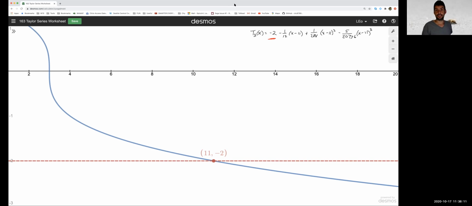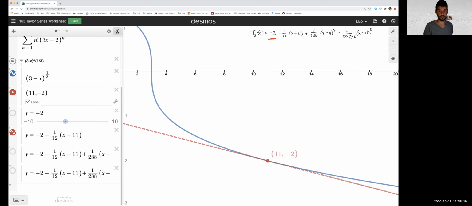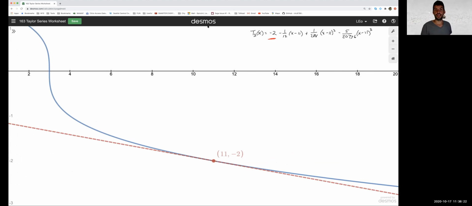In Calc 1, you learn to find the tangent line approximation. There's the tangent line to this function. That is this portion of the Taylor polynomial. It's the first two terms, the constant term and the linear term, right? If you remember the tangent line approximation, sometimes at x equals a, sometimes it's written as f of a plus f prime of a times x minus a. That's exactly the first two terms of the Taylor series.